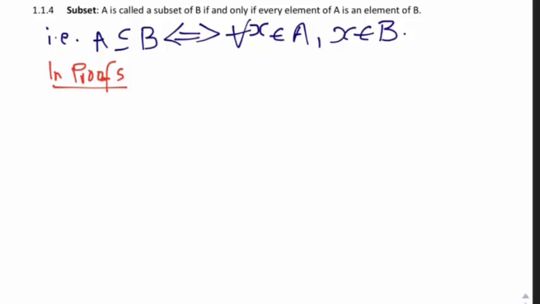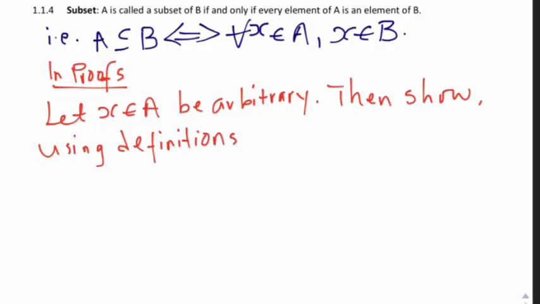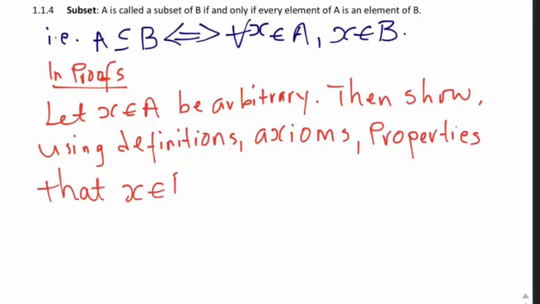You would be required very often to prove that one set is a subset of another set. So for example, if we want you to prove that A is a subset of B, this is how you proceed. You let x be an element of A, x arbitrary. Then show using definitions, axioms, properties that x is also an element of B.